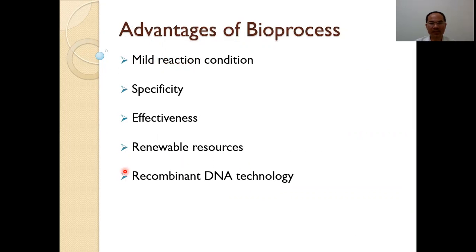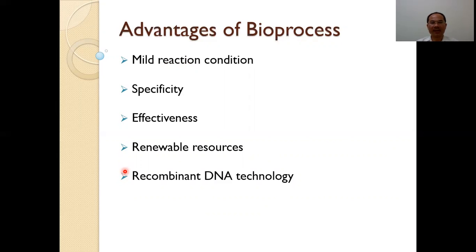This is the advantage of bioprocess. Why do we talk about it? For example, to produce alcohol, you can produce alcohol from a physicochemical plant, and also you can produce alcohol from the bioprocess. But what is the advantage of it? The first one is mild reaction conditions. If you produce alcohol from the physicochemical plant, it may involve high chemical use, high corrosion, high pressure, high temperature. But for the bioprocess, the conditions are low temperature and low pressure.